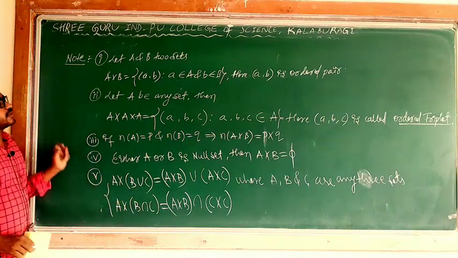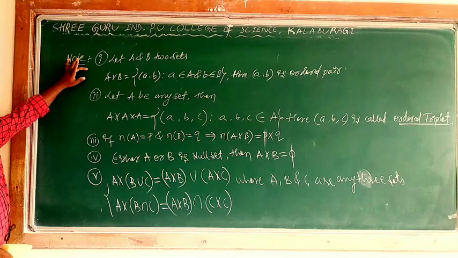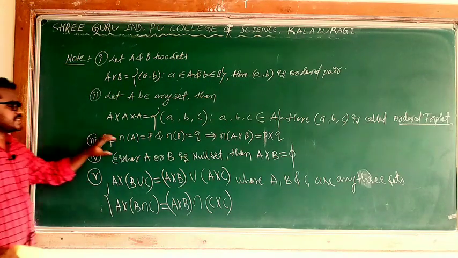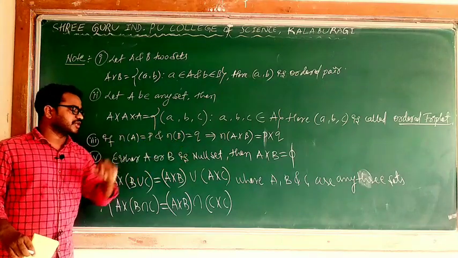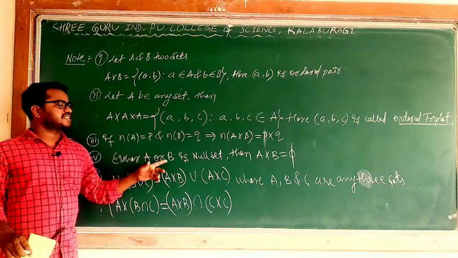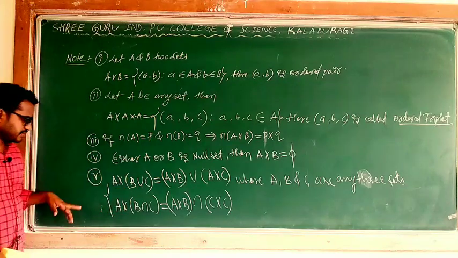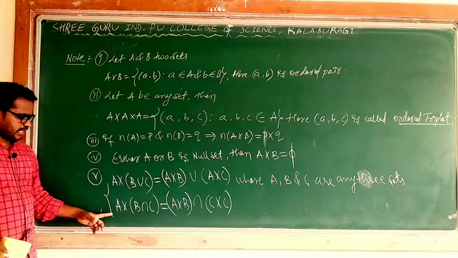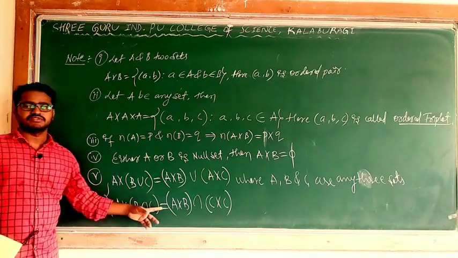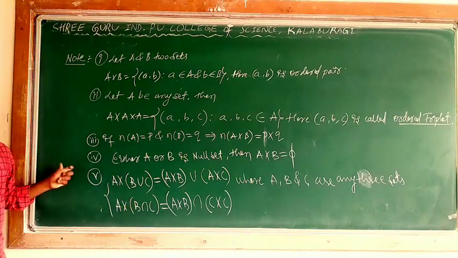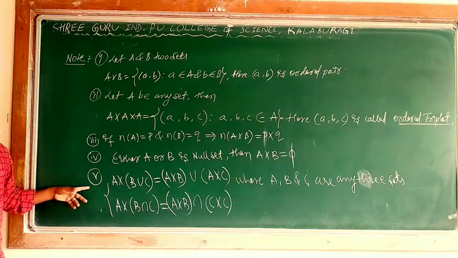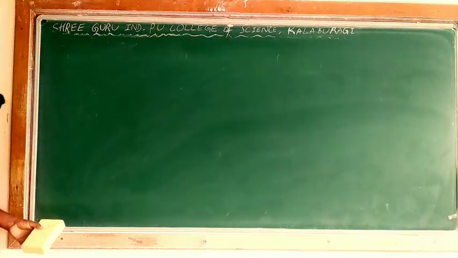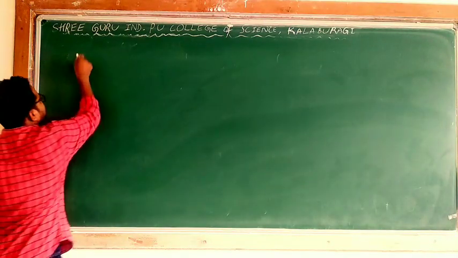These are the summary points. This is the ordered pair, this is the ordered triplet. When A has m elements and B has n elements, A cross B has mn elements. If either A or B is empty, then A cross B is always empty. A cross (B union C) will give this, A cross (B intersection C) will give this. While solving problems we will verify whether LHS is equal to RHS or not. These are the summary points. Okay, now we will take examples.